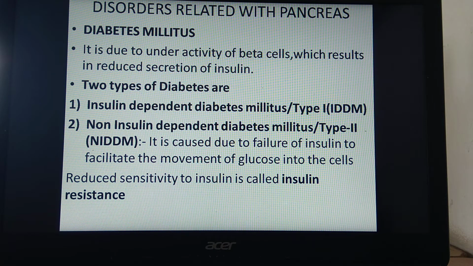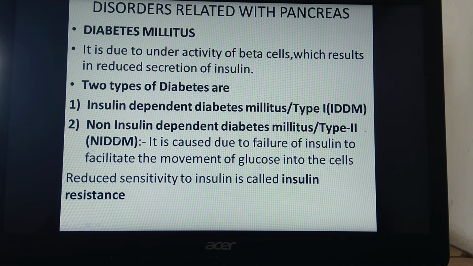There are two types of diabetes. One is insulin dependent diabetes mellitus. What is it? Insulin dependent, which is dependent on insulin. If insulin is deficient, there will be increase in blood sugar level, and that is called as diabetes mellitus. It is type 1. IDDM is for insulin dependent diabetes mellitus. Second type is called as non-insulin dependent diabetes mellitus, type 2, NIDDM. What is the cause of this? It is caused due to failure of insulin to facilitate the movement of glucose into the cell.